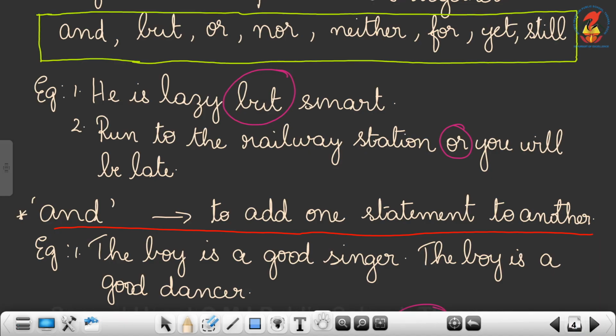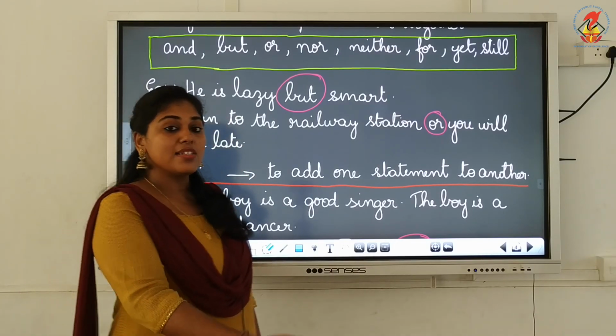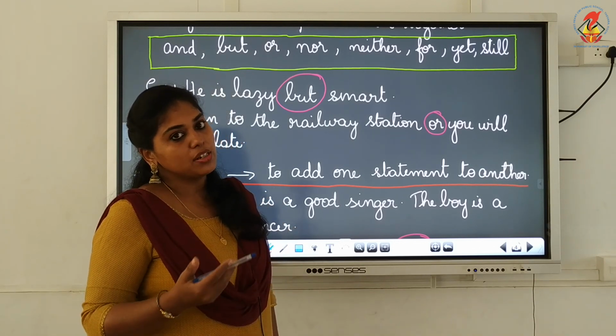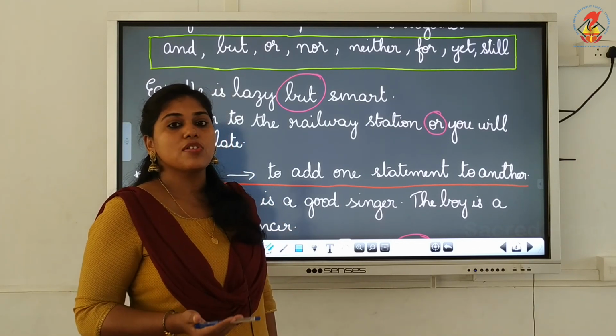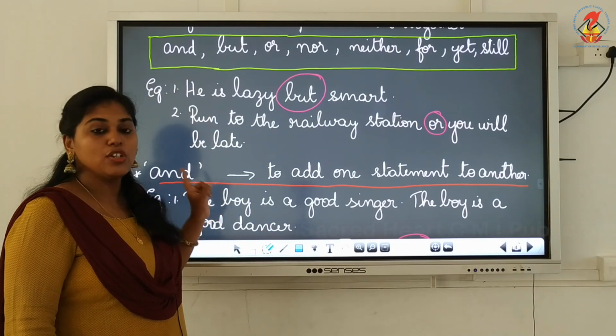Now these are some of the examples of coordinating conjunction. Look at the sentence, children. He is lazy but smart. Run to the railway station or you will be late. Okay, these are some of the examples. Now let's look specifically when do we use and, when do we use but, when do we use or. Now the first one is uses of and. When do we use and?